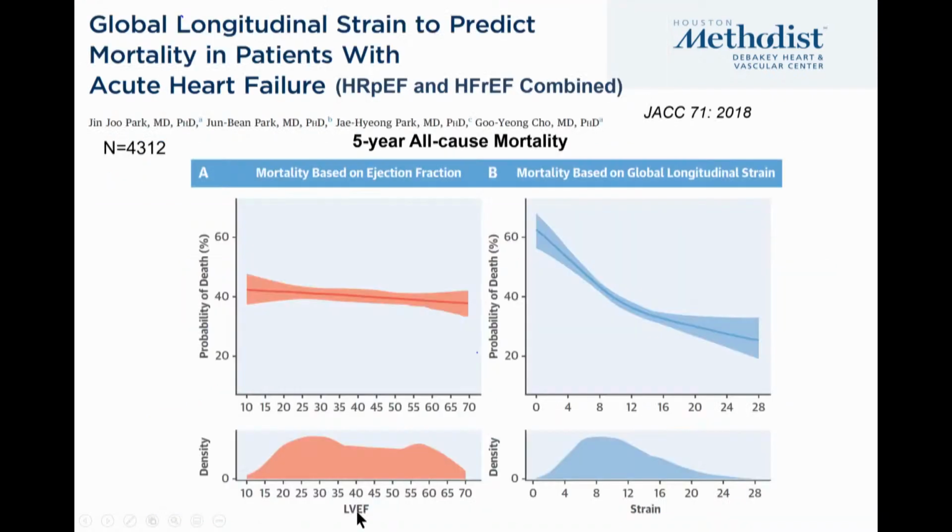This was shown very nicely in this study by Park. Over 4,000 patients, 5-year mortality. A lot of these patients have HFpEF. And notice that EF didn't do much of a good job for prediction of mortality. This is probability of death. Look at strain. Once you went below 12, 11, or 10, big jump in 5-year mortality. Very, very powerful study, in part because of a very large sample size.